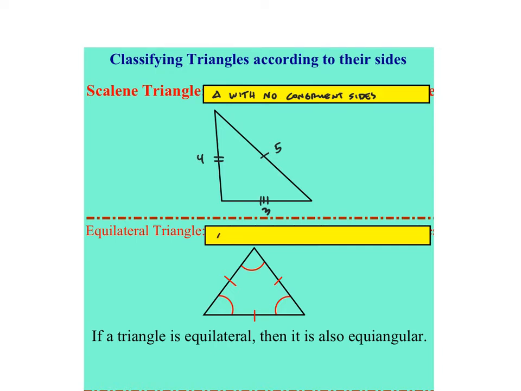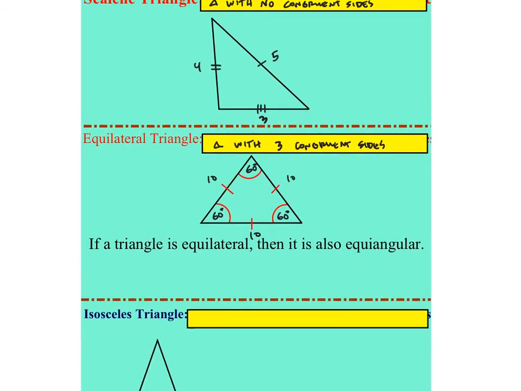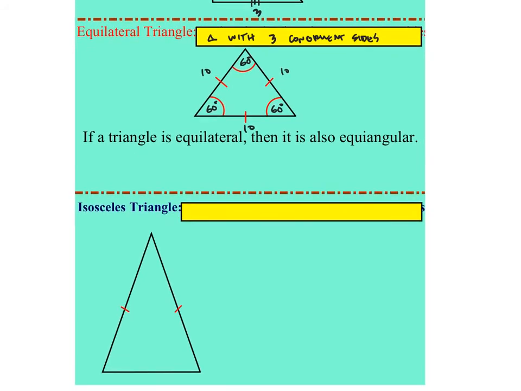An equilateral triangle would be a triangle with three congruent sides. For example, in this triangle here, that would be if we had side lengths of 10, 10, and 10. Now, an equilateral triangle also has equal angle measures. So an equilateral triangle would also be equiangular, which would make it a regular triangle, which we call equilateral.